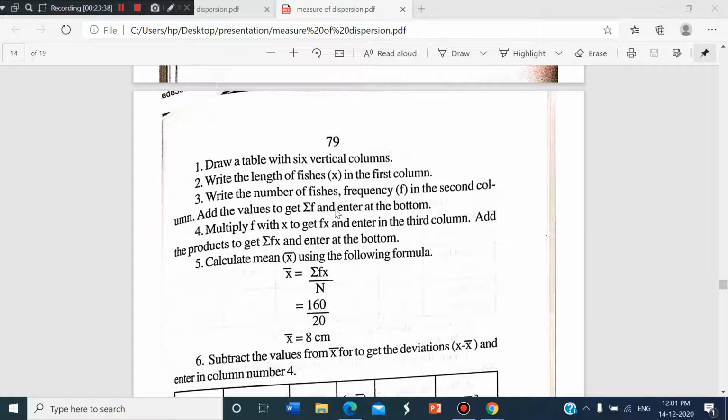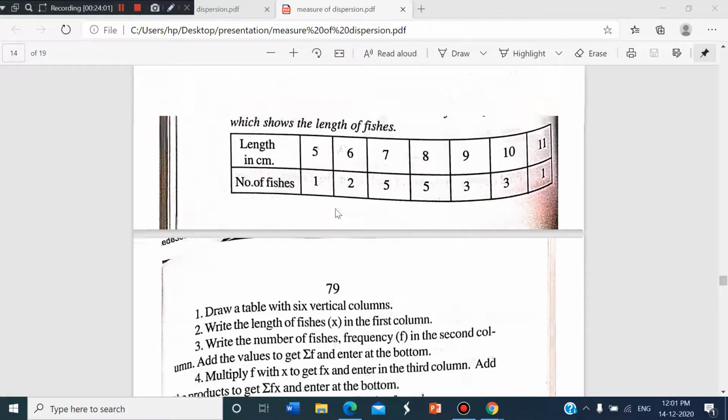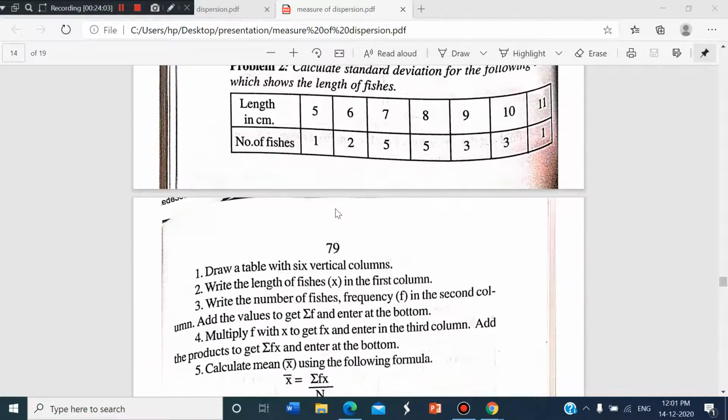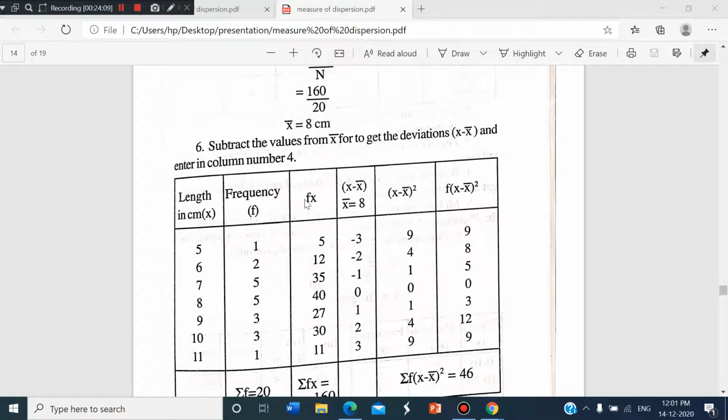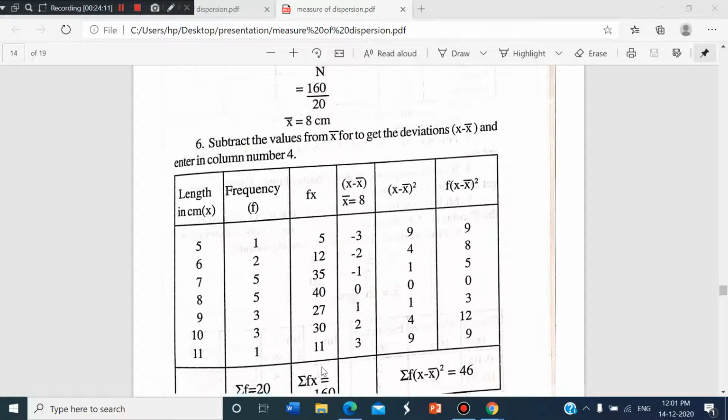Frequency of those fishes in the second column. And the value of summation f you have to measure. So first you have to take down the x bar. X bar equal to summation fx divided by n. What is this? Summation fx.